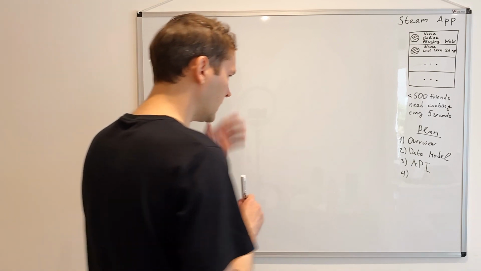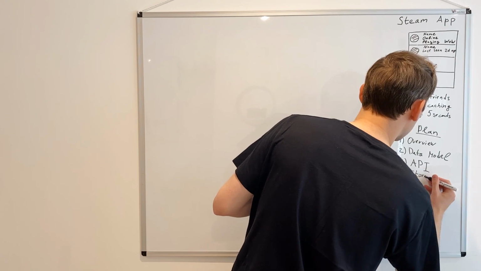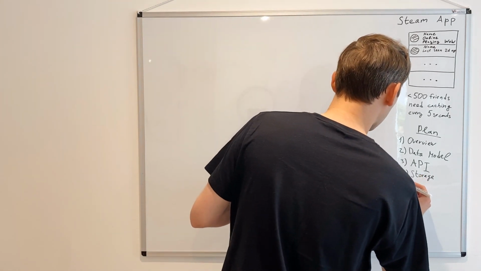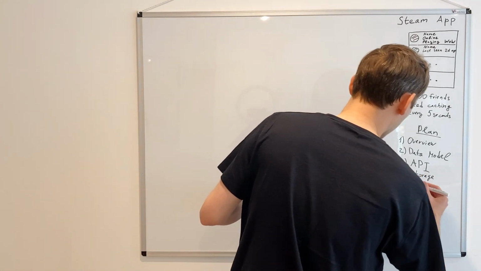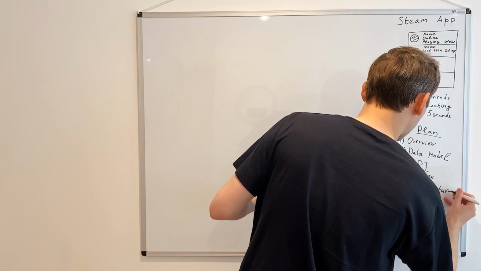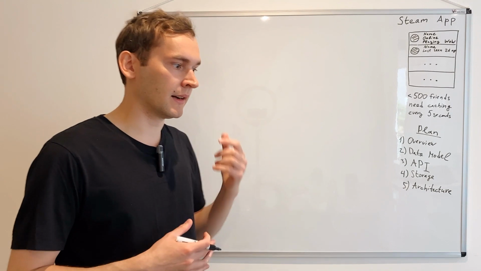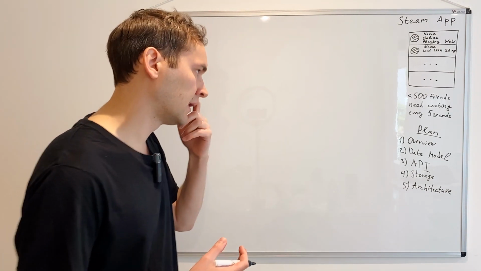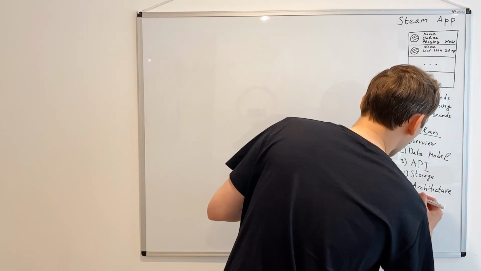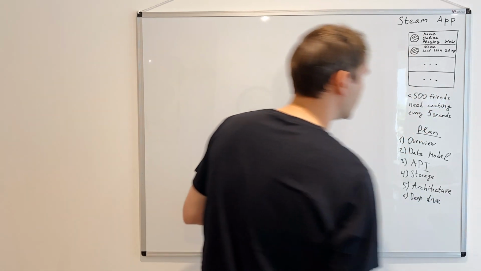Fourth thing would be storage, because we need cache. We definitely need to discuss storage. After that, we need to actually create our architecture diagram. I will write here architecture. And the last thing, usually on the interview, the interviewer is doing a deep dive in one of the problems, just to understand how well you're understanding your architecture. So here I will write just deep dive into one of the problems.